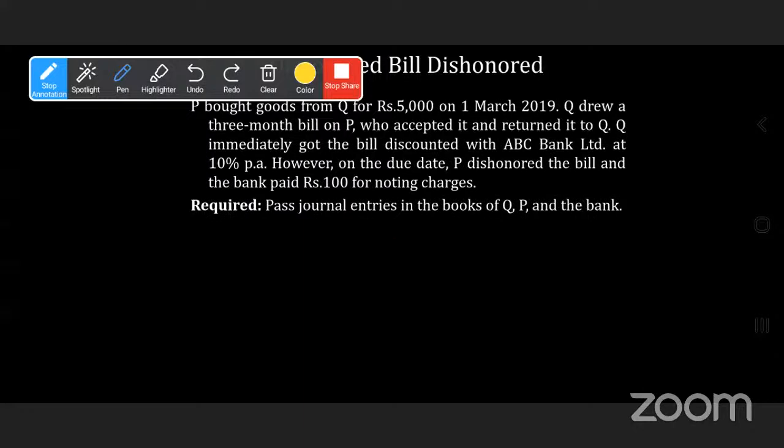Bank. March 1st, 2019. What is the entry you have to pass? When the bill got discounted with bank, what is the entry? Bills receivable account debtor to bank account.